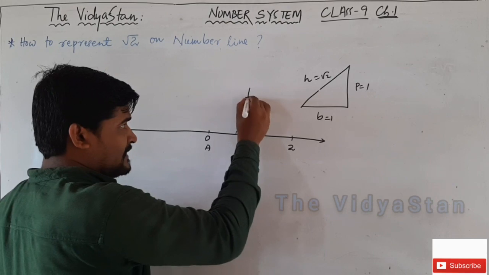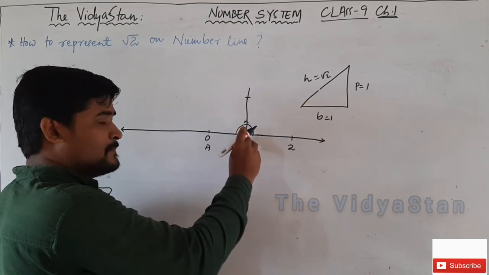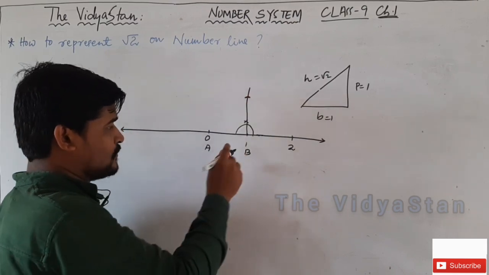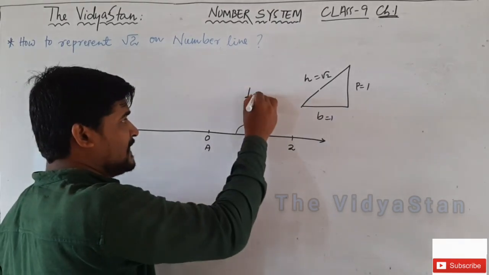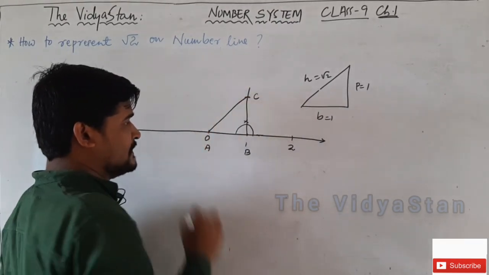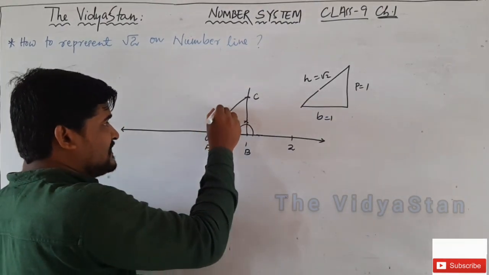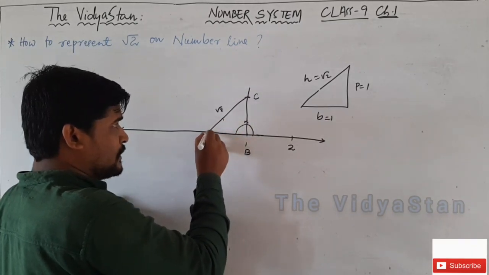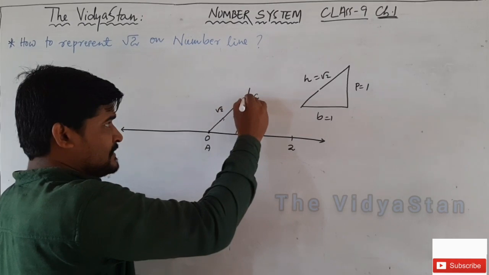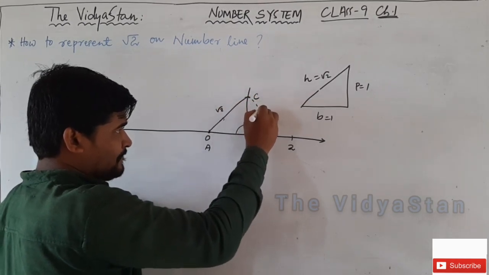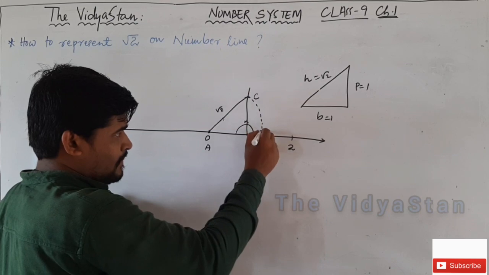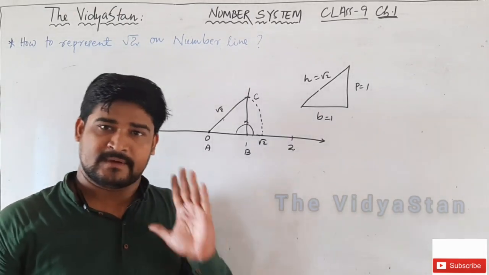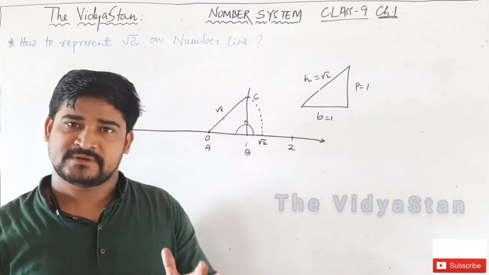So by putting the pointer of the compass here, make an arc which is equal to the measurement of AB. So mark it C and join OC. Finally, OC will be root 2. Hence, by taking OC as radius and O as center, draw an arc, and this will represent root 2 on the number line. Are you getting it, students?